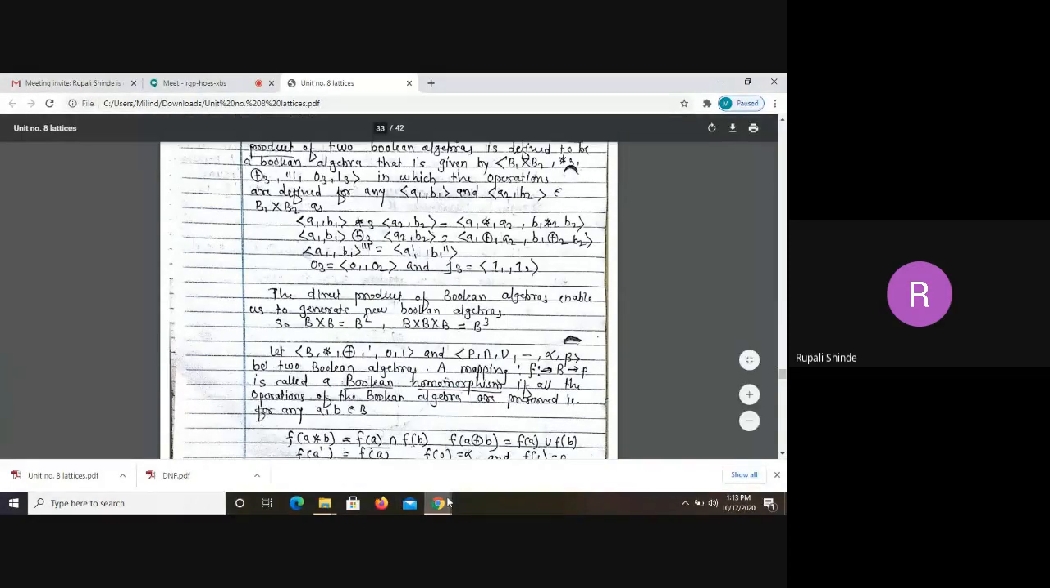So before that, again, what is the use of direct product? What use we have seen with respect to lattice? Why is this term introduced? With an example we have seen what is the need of direct product. Have you remembered?